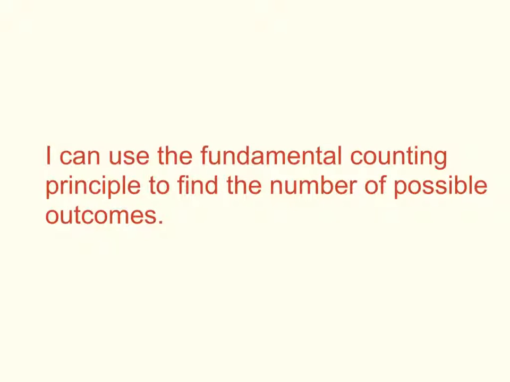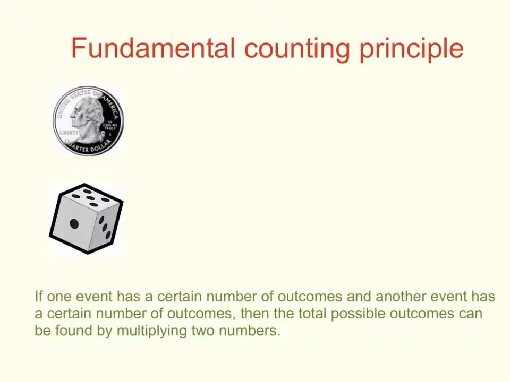Today's learning target is I can use the fundamental counting principle to find the number of possible outcomes. Today we're going to talk about the fundamental counting principle. And what this says, the fundamental counting principle, is that if one event has a certain number of outcomes and then another event has a certain number of outcomes, then the total possible outcomes can be found by multiplying the two numbers.